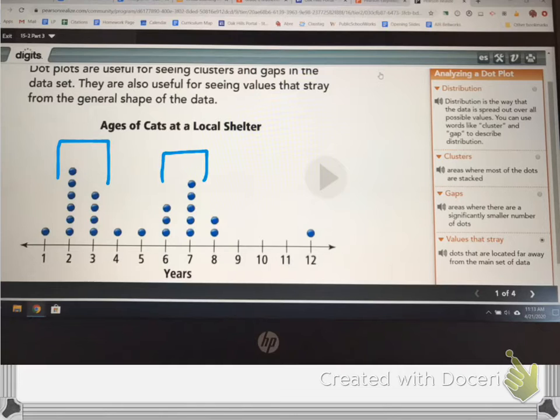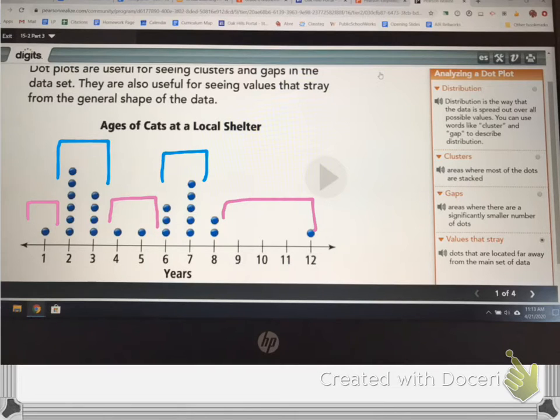And then we also have what we call gaps. These are areas where the numbers are much smaller. So we have a gap here. We only have 1 cat that's a year old. We've got a gap here, and a gap over here. We don't have as many older cats.